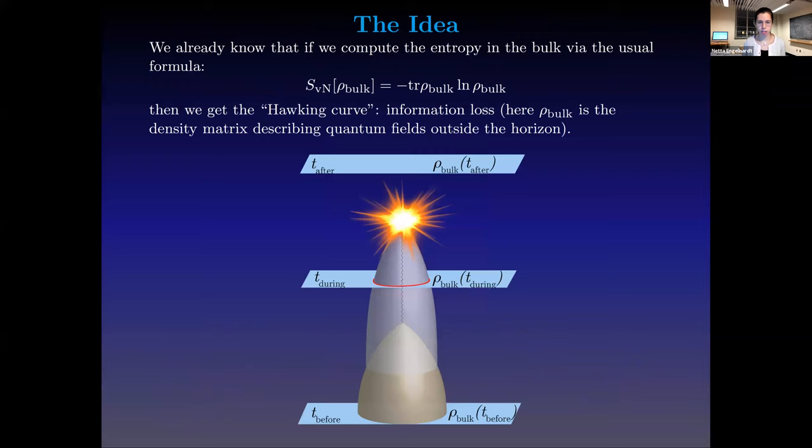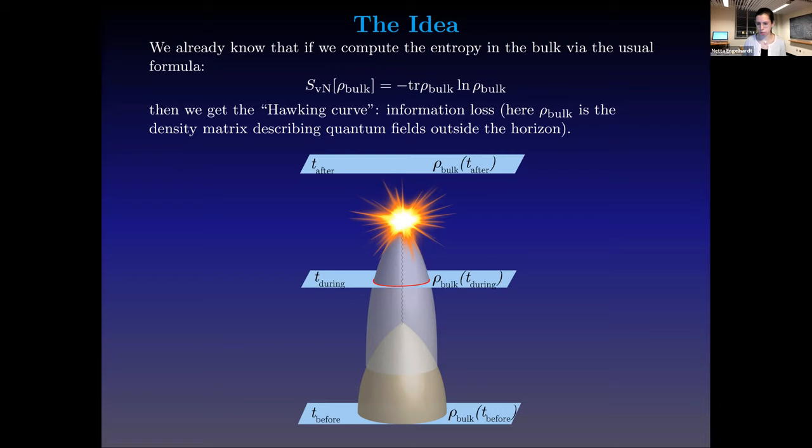So here's the basic idea. Now we already know that if we compute the entropy in the bulk using the usual formula, so the von Neumann entropy of rho bulk is minus trace rho bulk log rho bulk, then we get the Hawking curve and get information loss. So we compute the entropy on a full Cauchy slice before, on a slice of everything outside the horizon during. This is meant to be an evaporating black hole, by the way. Here it forms from collapse, eventually evaporates, and we have been re-evaluated after. So you know that if we compute it this way, then we get information loss.